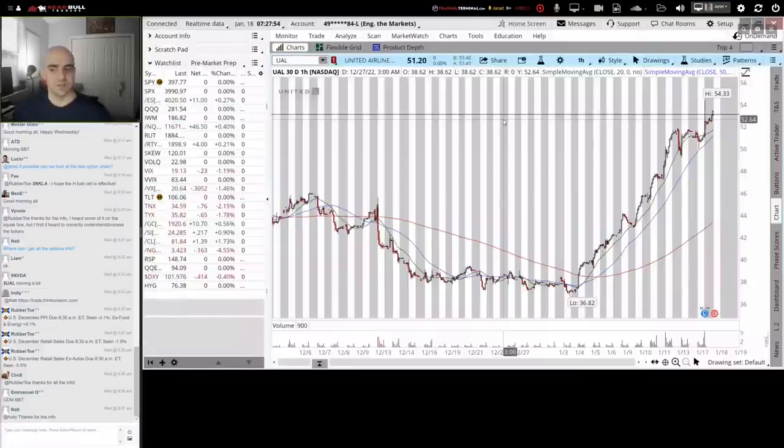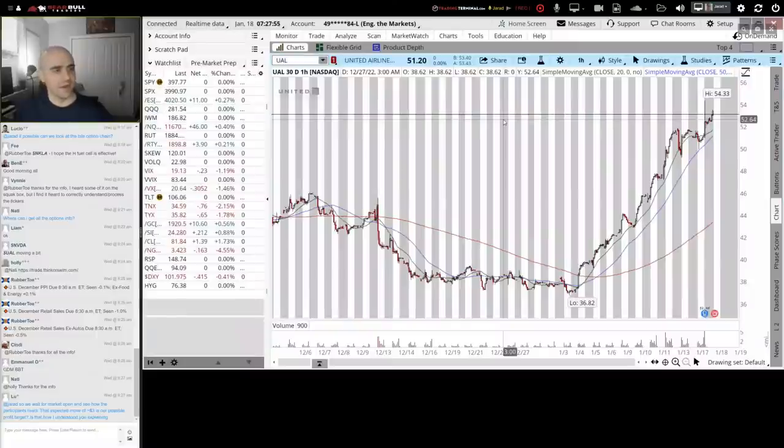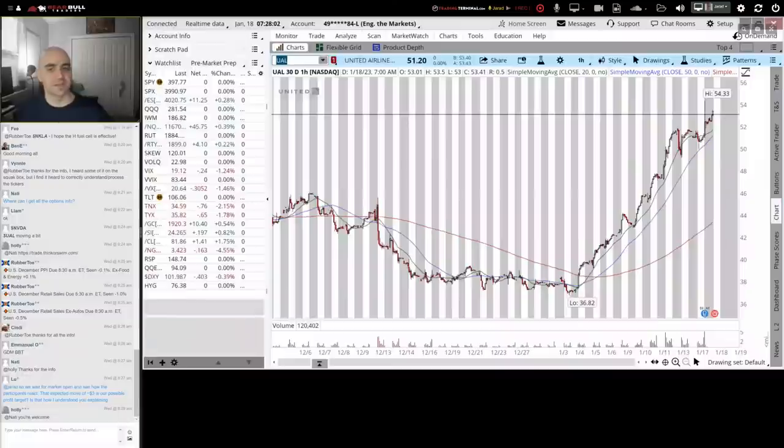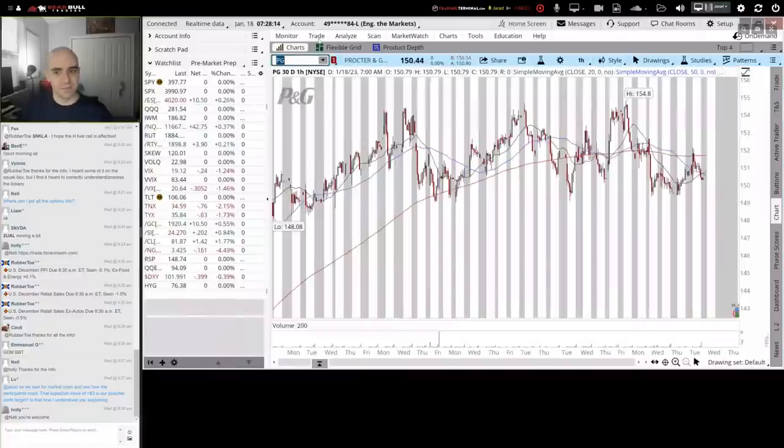We'll go into more of this as we get more stocks in play, but in general, just keep your calendar open, know which stocks are coming, look into their option chain, and get a sense of how volatile they're going to be. So for example, we have Procter & Gamble tomorrow. We could take a quick look at that one. That's a very simple one.